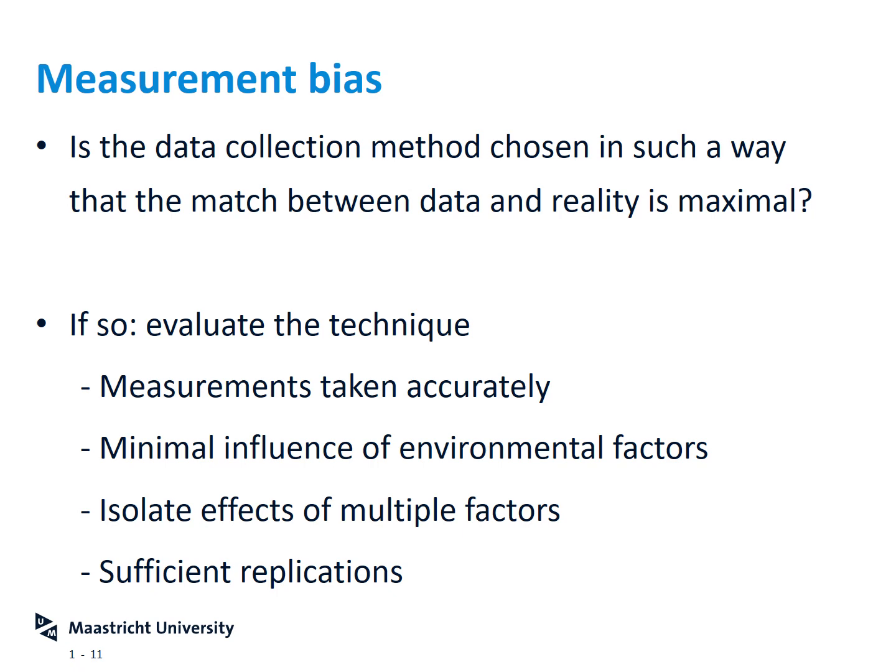You should make sure: am I using the right technique, and aren't we doing the measurements accurately? Make sure that there's minimal influence of environmental factors. Isolate the effect of multiple factors and do sufficient replications. So again, to get back to the example we had before, where we have an electronic sensor that is able to detect a certain target, let's say COVID, what we should do is minimize the effect of differences in pH between samples, differences in temperature between days.